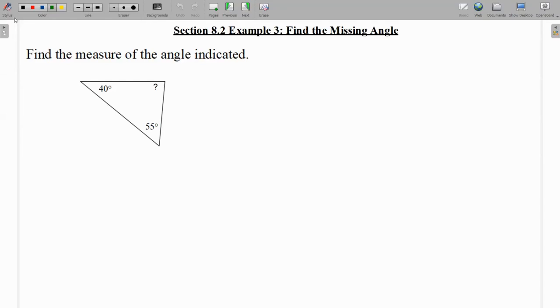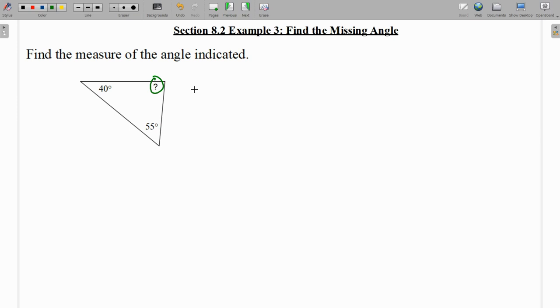In example 3 of section 8.2, we're asked to find the measure of the angle indicated. What we're given here is a triangle that has one angle of 40 degrees, and we have one angle of 55 degrees. And then we have this unknown here, this question mark, and that's actually what we are looking for.